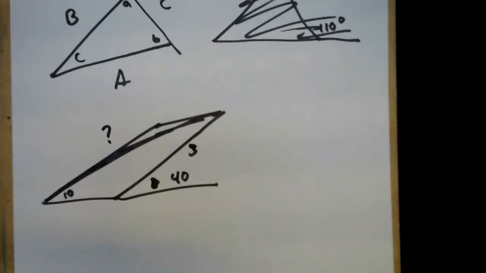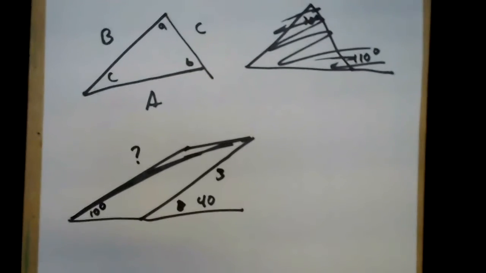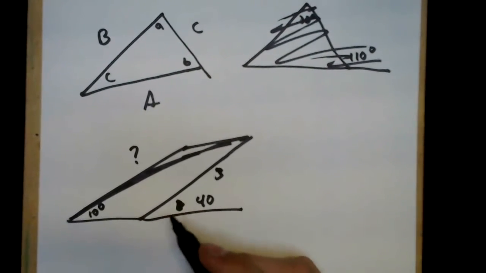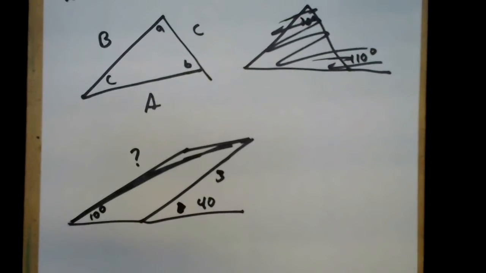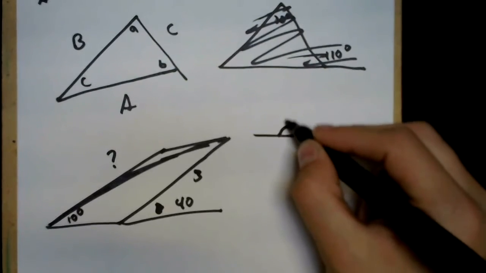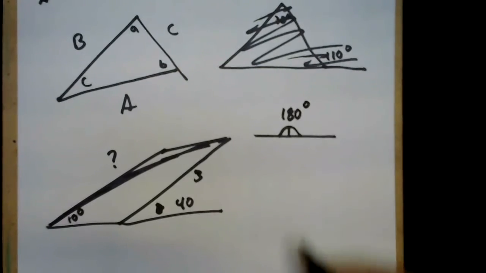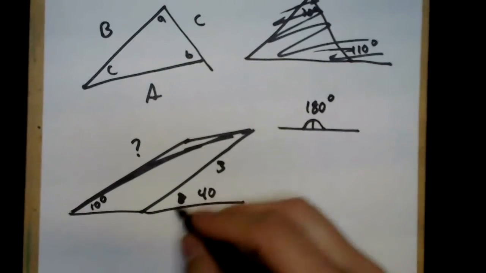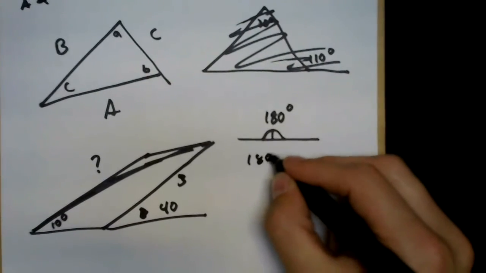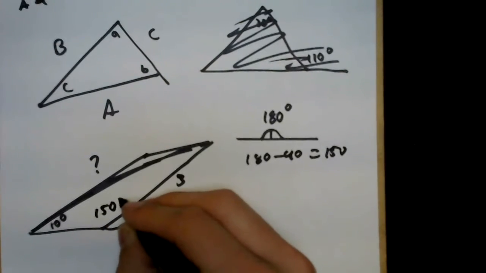So you may be asking, that's just a lot of stuff. So we'll take it one step at a time. First, we got to figure out this degree measure. So you know that supplementary angles equal 180 degrees. So we know 40, and this whole line's 180. So 180 minus 40 gives us 150. So there's our angle there.